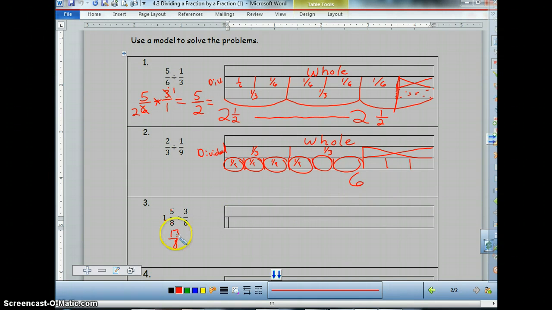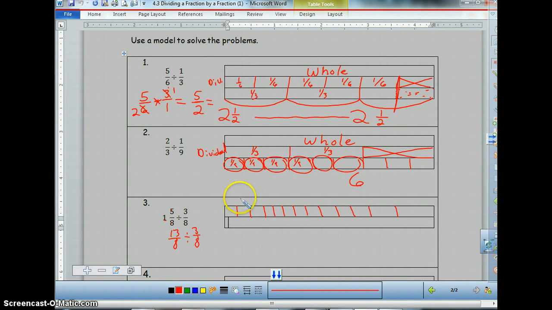Let's just make 13/8. So there's 1, 2, 3, 4, 5, 6, 7, 8, 9, 10, 11, 12, 13. So they're not all the right size, but we can still work it out. And each grouping is 3/8. I want to know how many 3/8 are in the whole mixed number. We have 13/8 divided by 3/8.